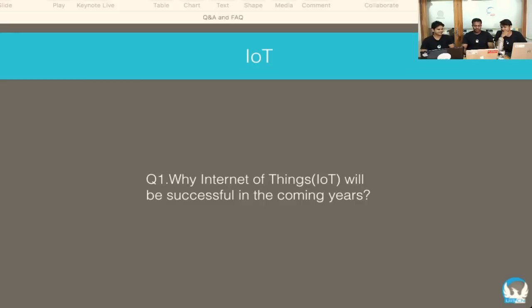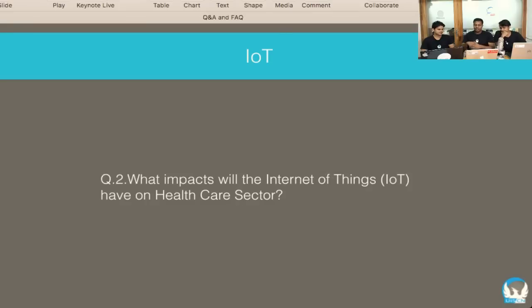Coming back to the next question: what impact will the Internet of Things have on the healthcare sector? Healthcare is very important. In healthcare, I think people are using small sensors which can be attached to body parts, and you can get data from those sensors.